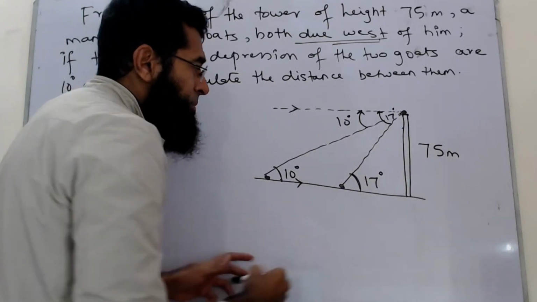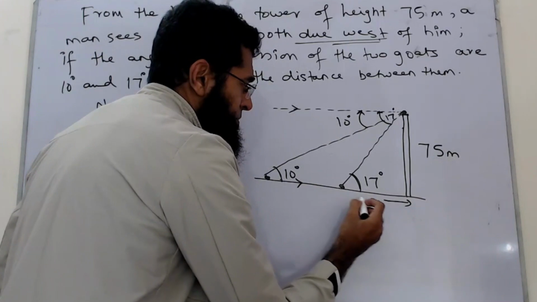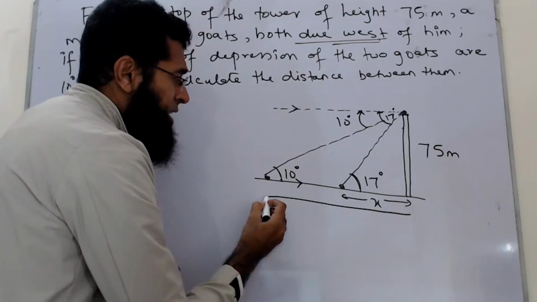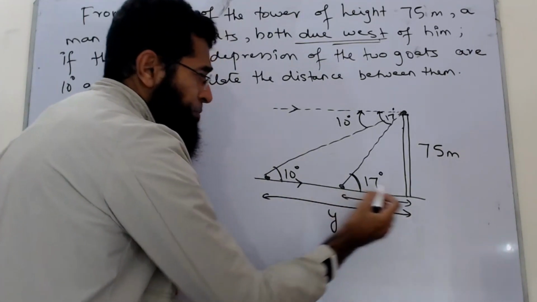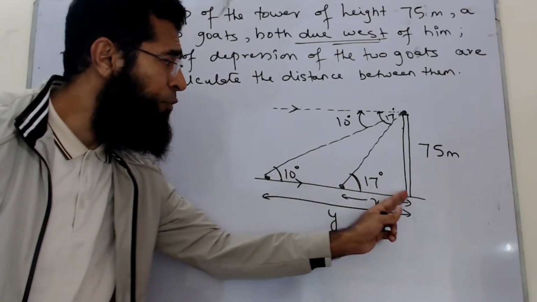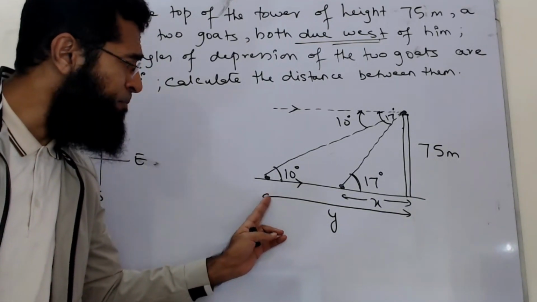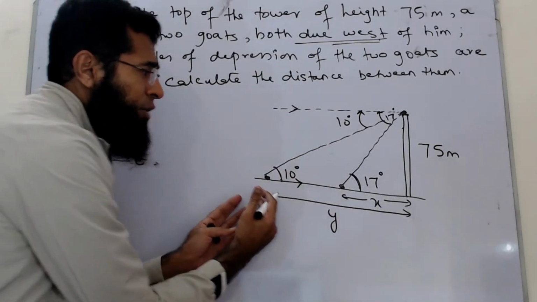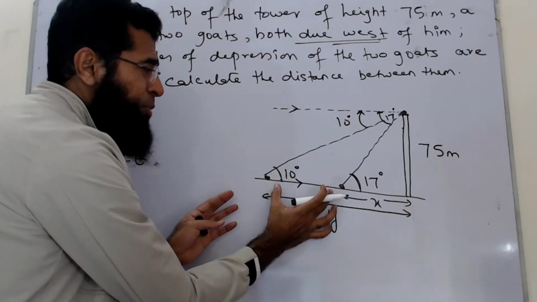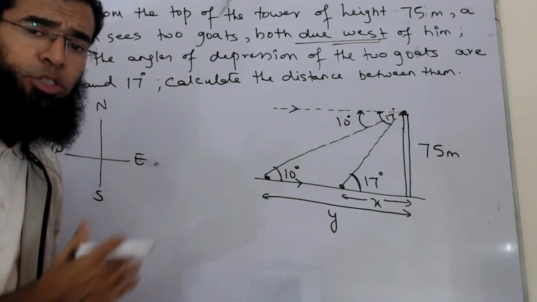So this is the smaller one. If we can find this distance, right? And if we can also find the distance of the bigger right angle triangle, the distance of the goat from the tower, and what we'll do is, the distance of the further goat from the tower, agar hum inko minus kar denge, then we'll get the distance between the two goats, right? So that is the concept.